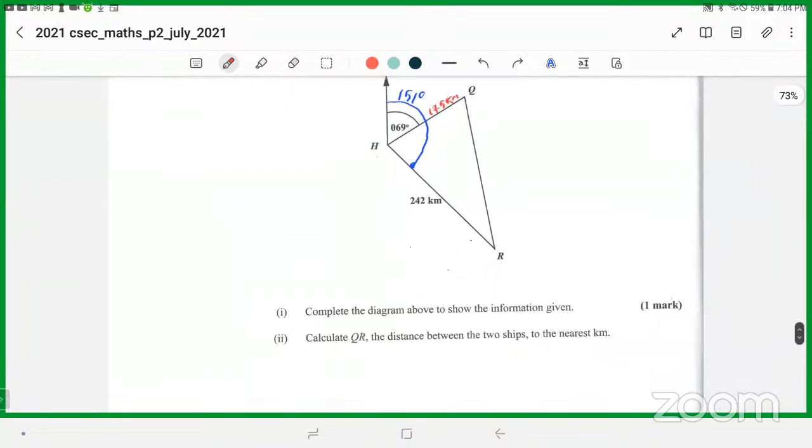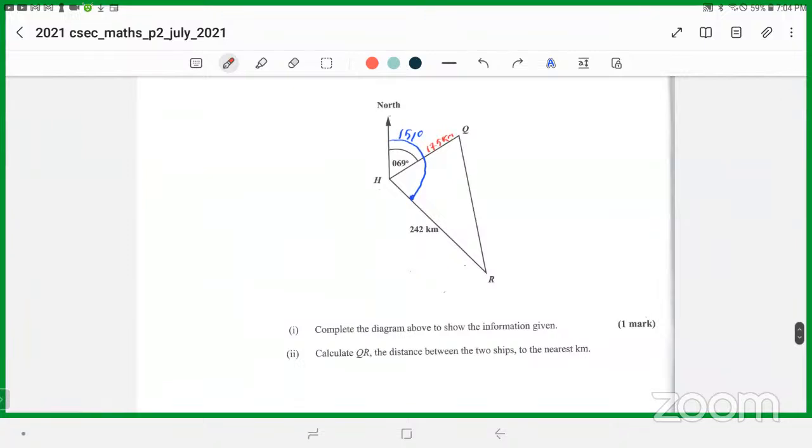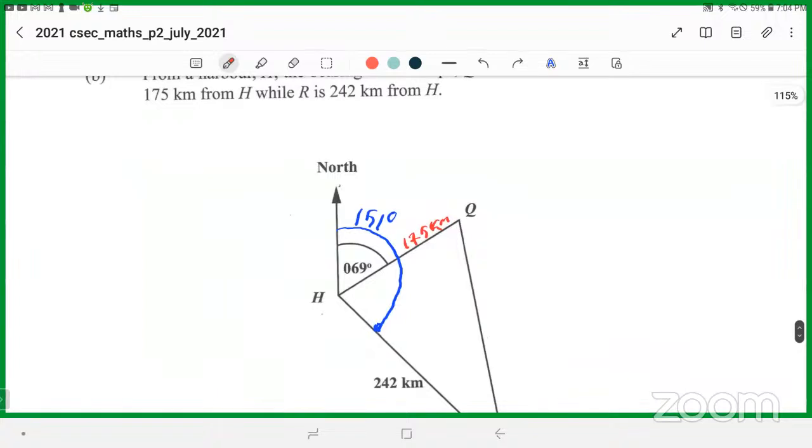The question says, complete the diagram above to show the information given. So we put on the angle and the distance that they didn't show. Then it says calculate QR, the distance between the two ships. That's the distance I want. To get that distance, we need the angle between them, which is easily 151 minus 69. What does that work out to? 82 degrees. So this angle is 82 degrees.